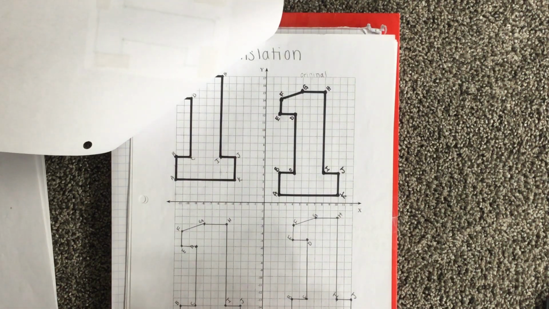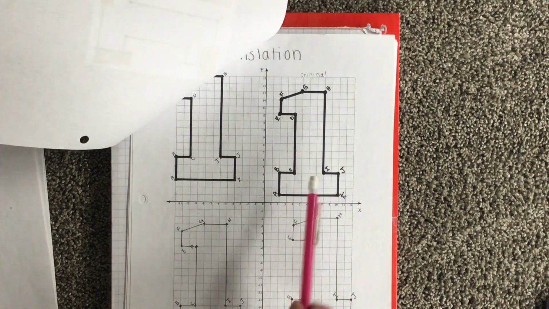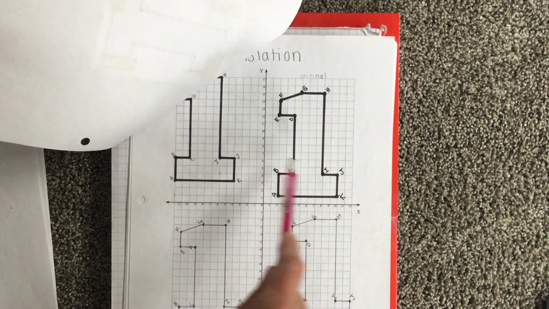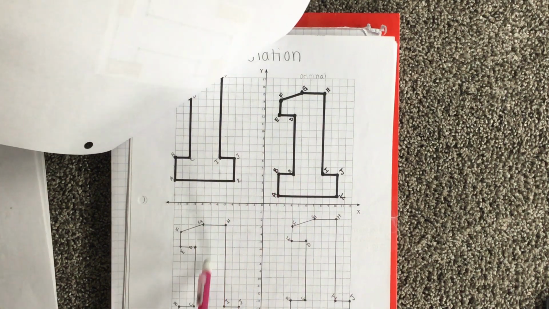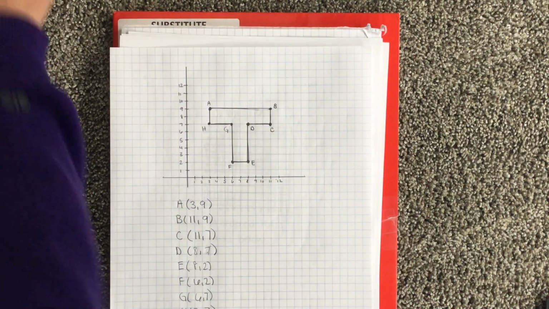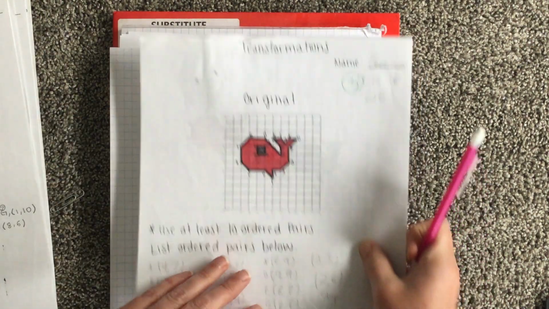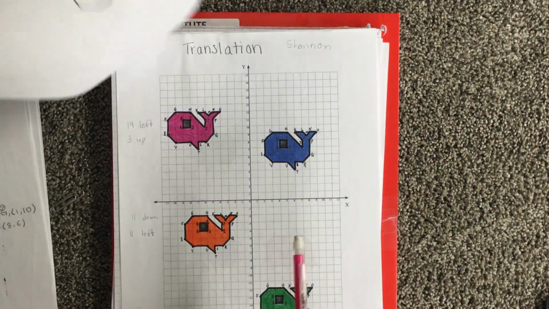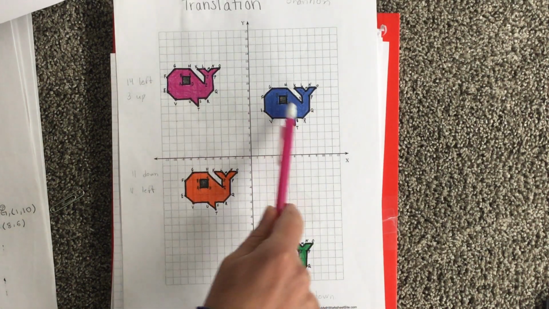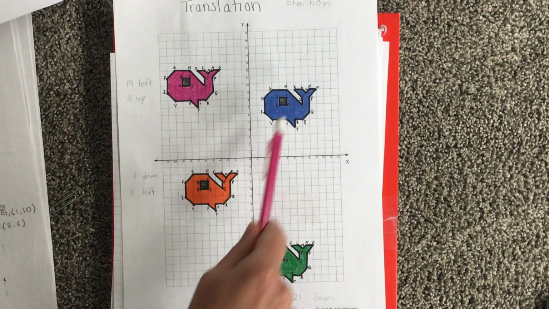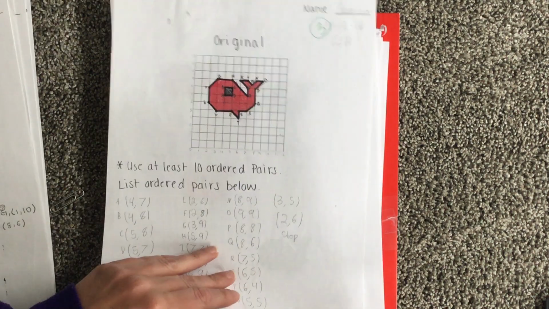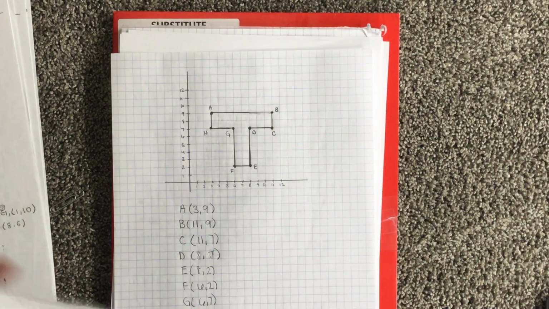Now this person's not done yet. They would have everything colored, but the figure started in the first quadrant. They moved it to the second, they moved it to the third, and they moved it to the 4th quadrant. Let's look at one more. This was the original. They took their figure and they translated it to the 2nd quadrant, they translated it to the 3rd quadrant, and translated it to the 4th quadrant. That's what we're going to be working on in this video.